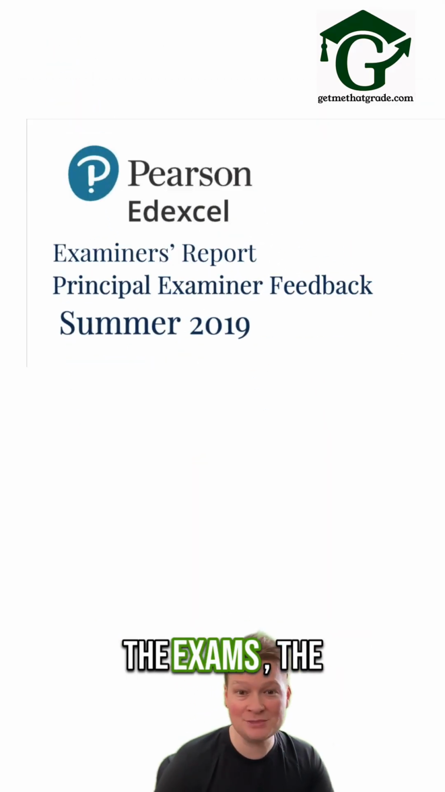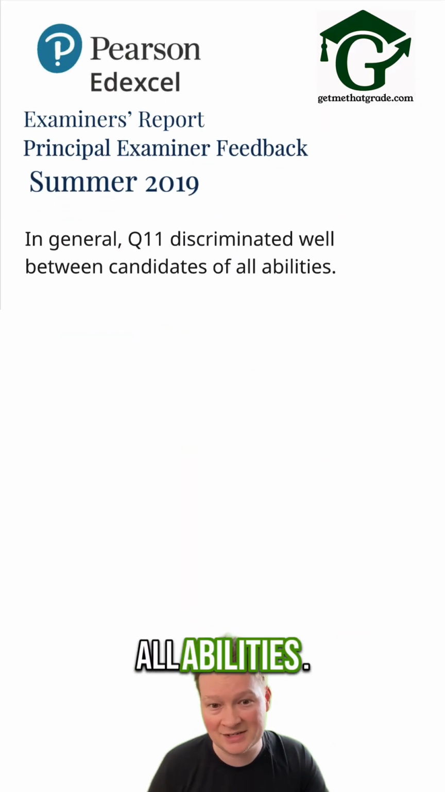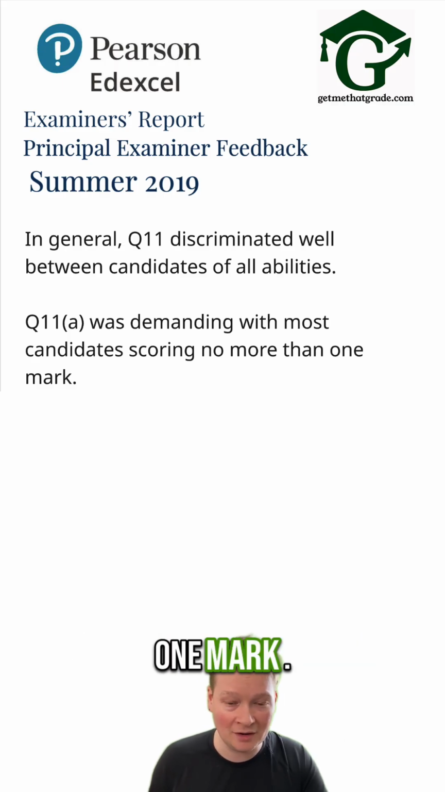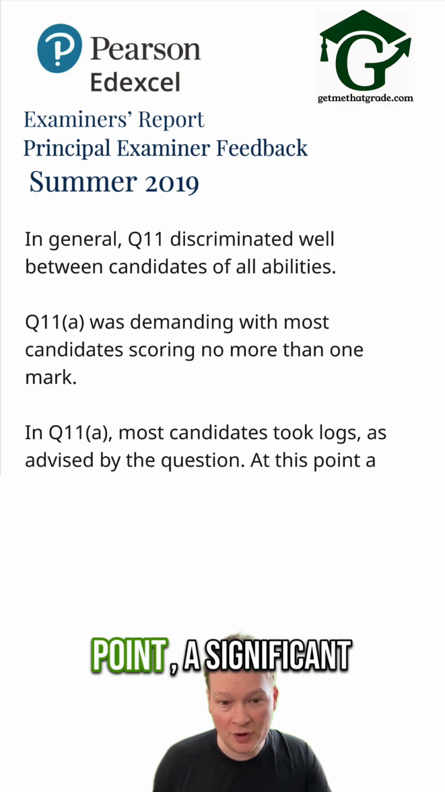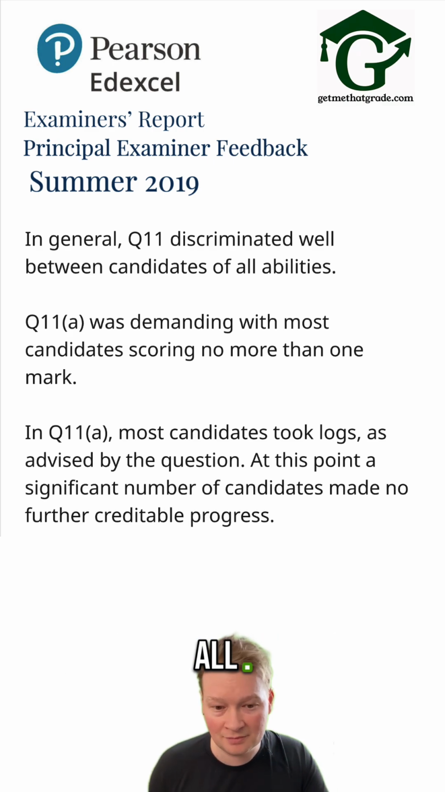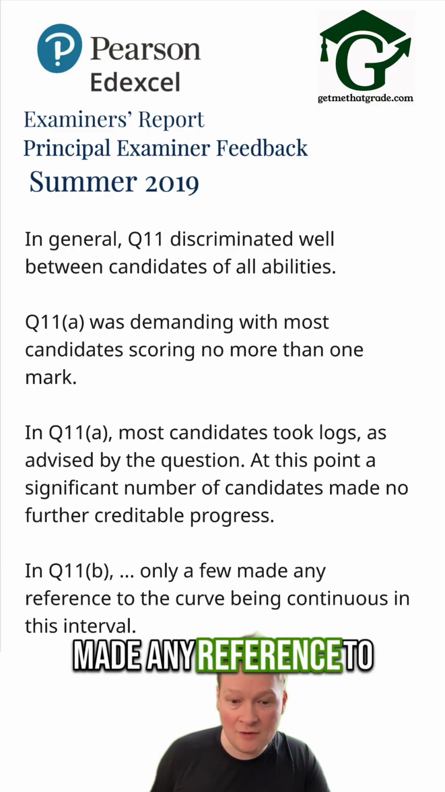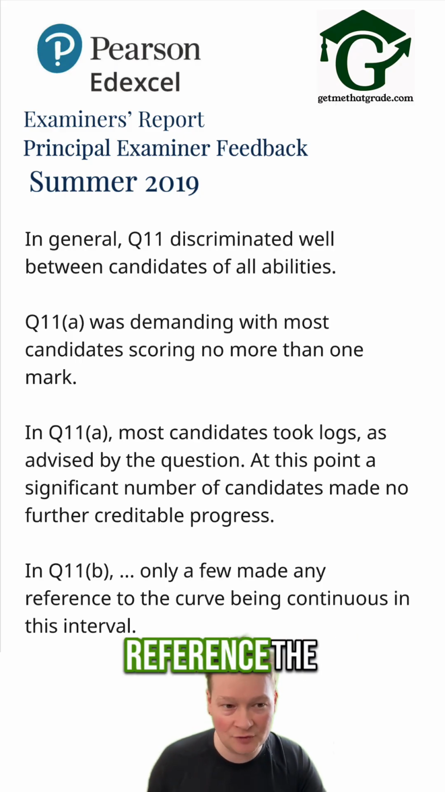In their report after the exams, the examiner said that in general, this question discriminated well between candidates of all abilities. They said that Part A was demanding, with most candidates scoring no more than 1 mark. They said in Part A, most candidates took logs as advised by the question, but at this point, a significant number of candidates made no further creditable progress at all. So they got 1 mark, and that was it. In Part B, only a few made any reference to the curve being continuous in the interval. That's important here to score the mark, so don't forget to reference the continuity.